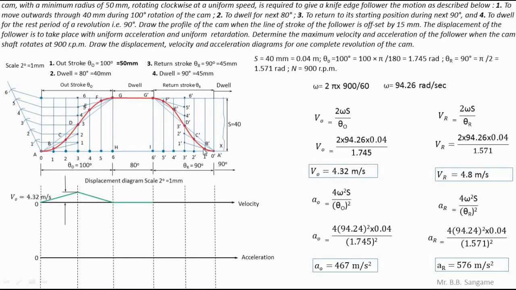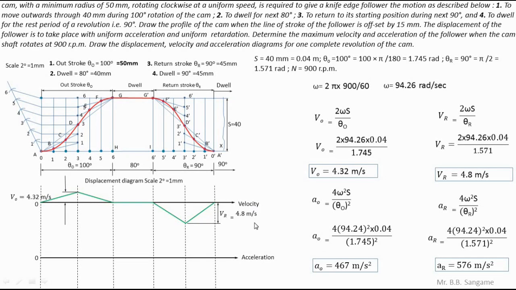After that again it is going to the state of rest. So it will be a triangle below the velocity line of magnitude. Here we have calculated 4.8, so we need to take the height of the triangle equal to 4.8 mm. So here is 4.8, so let us draw. So this is the velocity diagram during return stroke. Okay, here you can take any scale as per your convenience.